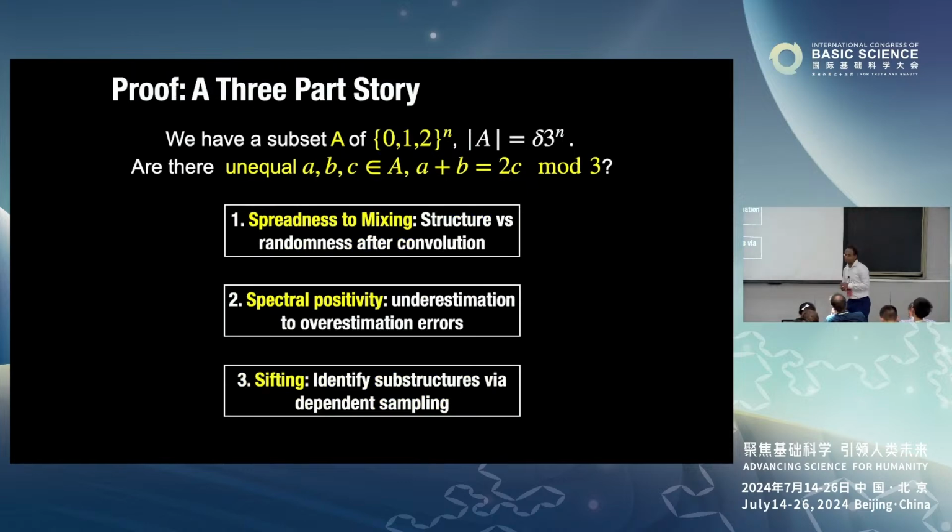Okay. So the proof over modular arithmetic has three conceptual steps, and the first key ingredient is spreadness to mixing, and this will connect to the classical structure versus randomness, with a small twist. I'll tell you what these two things are. And this is where this three-step strategy will keep repeating.